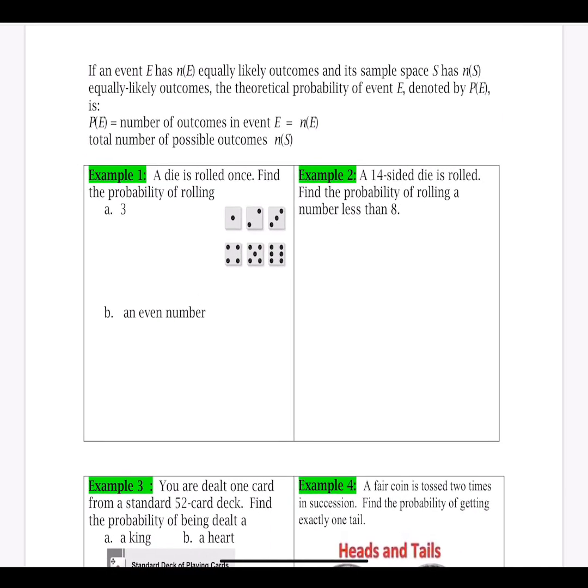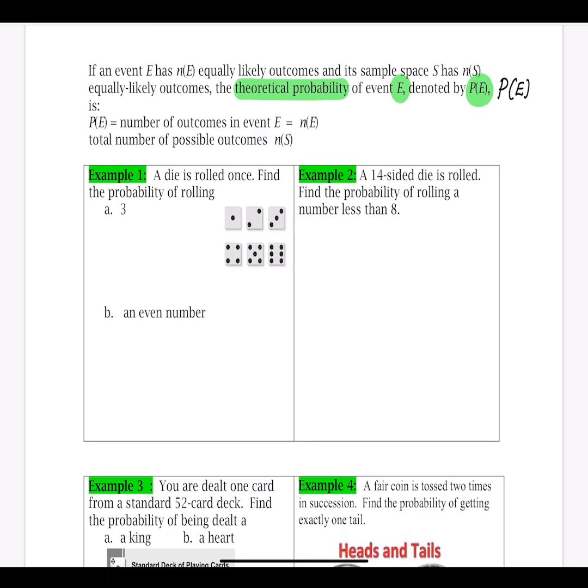So let's go ahead and look into examples of what exactly probability is. If an event E has n(E) equally likely outcomes and its sample space S has n(S) equally likely outcomes, the theoretical probability of the event E is denoted by P(E). So if I have an event, it could be any event, tossing a coin, rolling a die, picking a card from a deck of cards, the way you represent it is P(E). That means probability of that event.